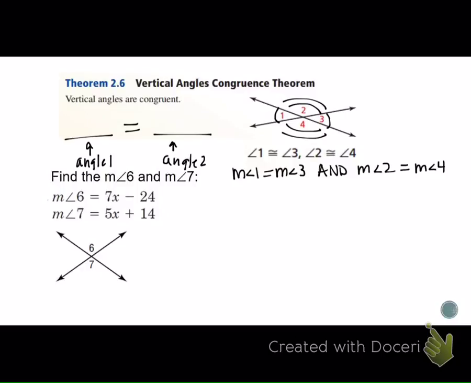Who remembers what makes something a vertical angle? Because we didn't talk about it today. We talked about it Friday. Yeah, Carmichael? Yeah, they're across from each other in the x, essentially. So 6 and 7 are across from each other in the x, which makes those vertical angles. Since they are vertical angles, they are the same. And since they are the same, we know that they are equal.